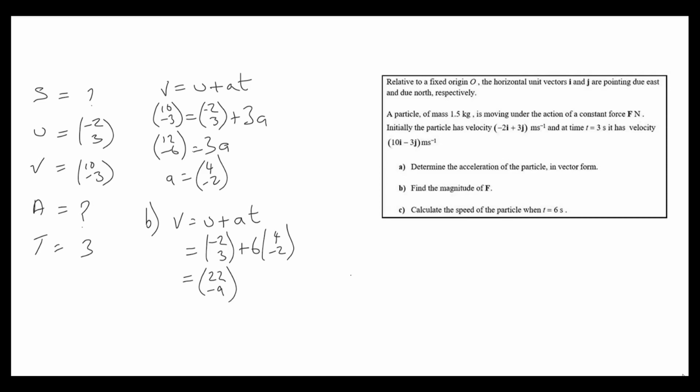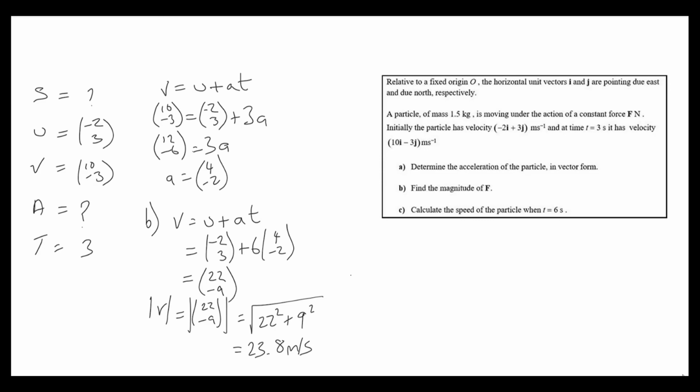We're asked to find the speed, so this vector needs to be turned into a scalar, and that's just going to be Pythagoras. The magnitude of v is going to equal the magnitude of this vector, and that's Pythagoras. Square root of 22 squared plus 9 squared takes us all the way down to 23.8 meters per second. So that's 3 significant figures, meters per second.